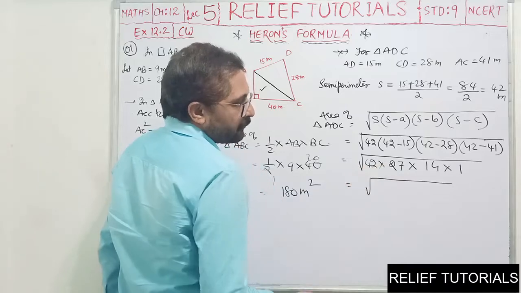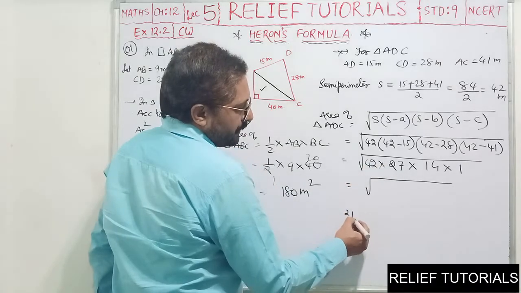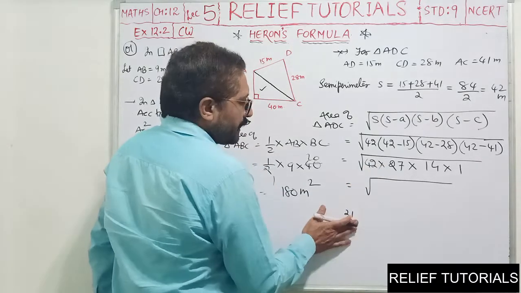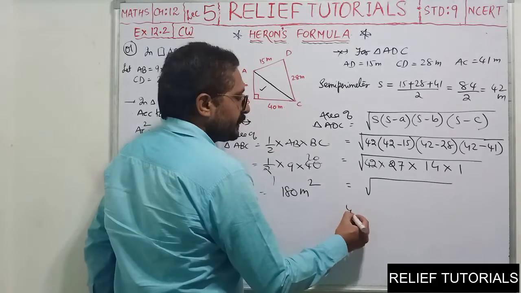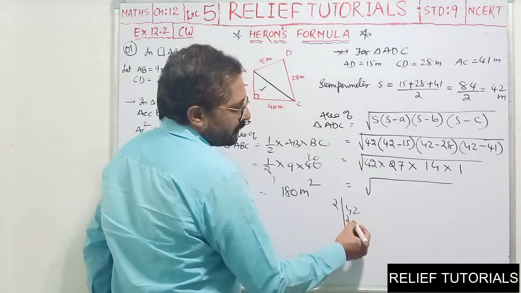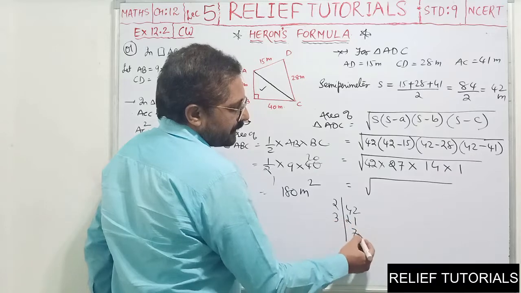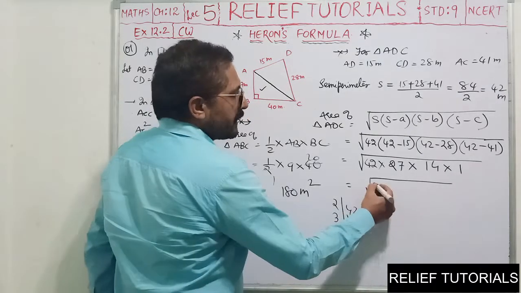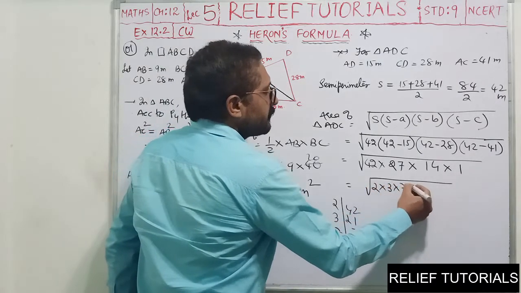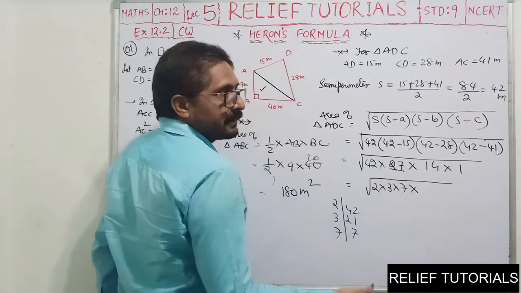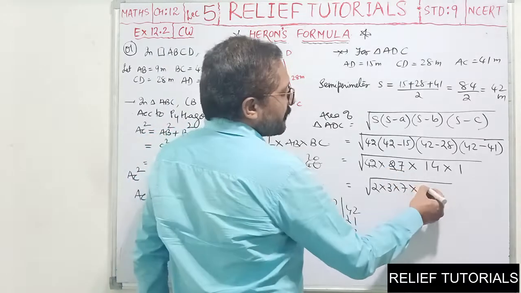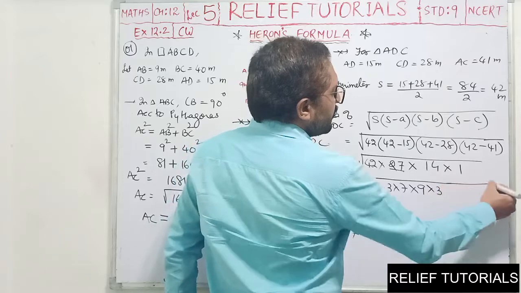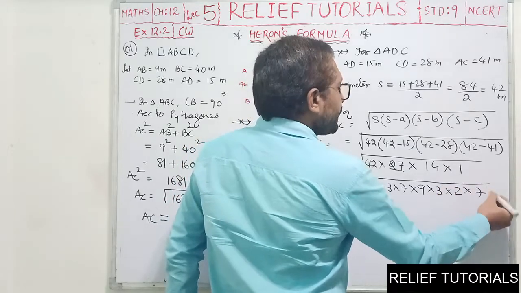42. So how will you find the factors of 42? You can write 21 2s are 42. Or if you are not able to do it, you do one thing: write the prime factors. 2s are 21, 3s are 7, 7. So you will write 2 into 3 into 7. 27, 9 3s are 27. 9 is a perfect square. So I can write 9 3s are 14, I can write 2 7s are 14.